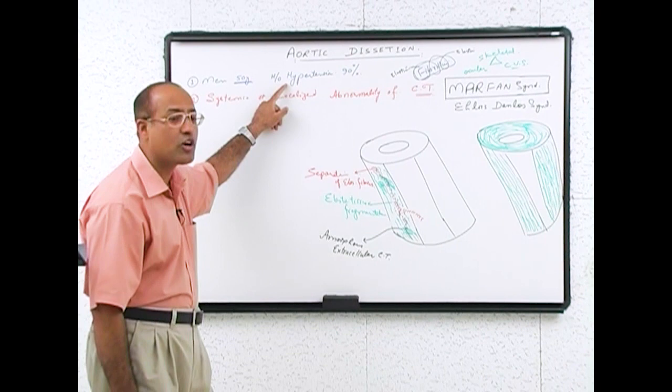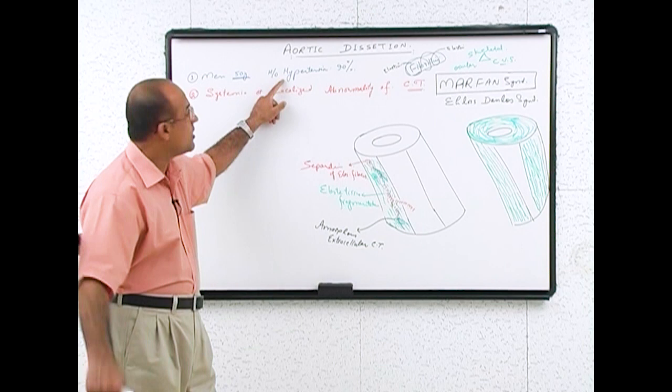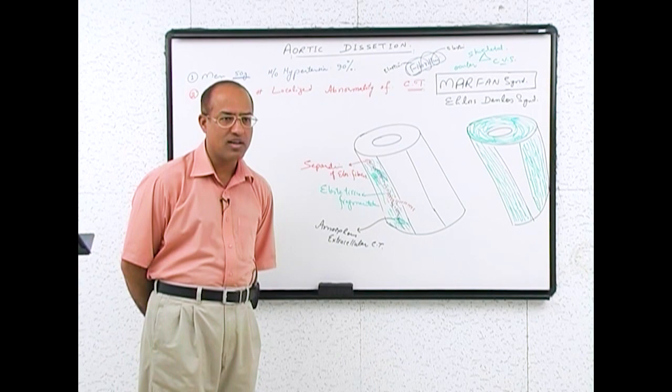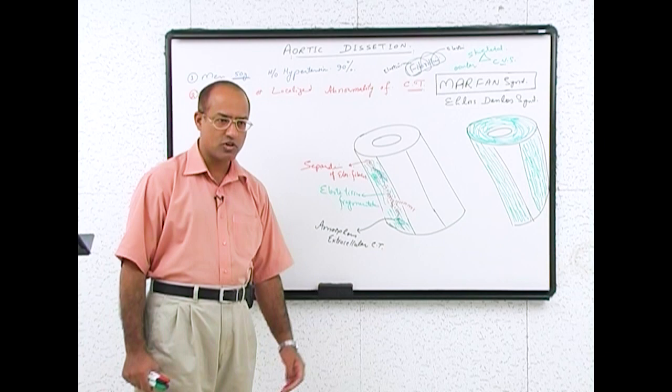In younger patients, if someone at a very young age develops dissection of aorta, you must think that there is some connective tissue abnormality within the aorta wall. The classical example is Marfan syndrome. We'll discuss that syndrome in detail later.